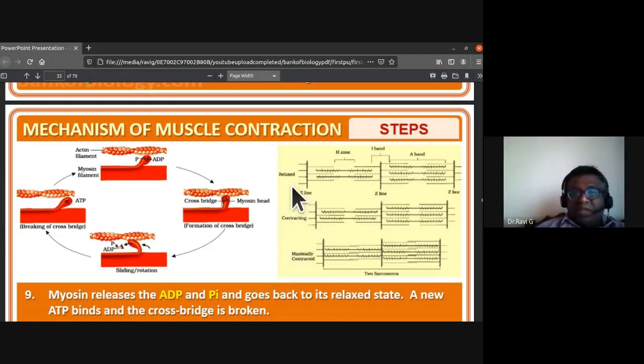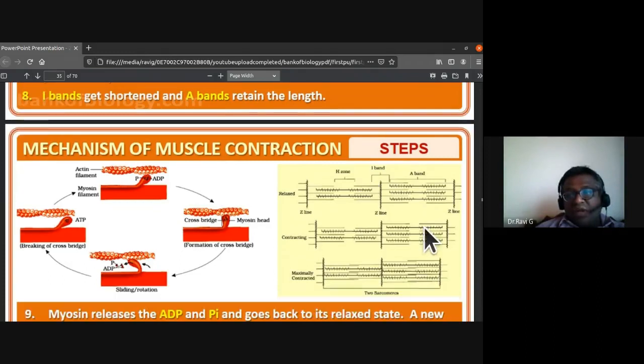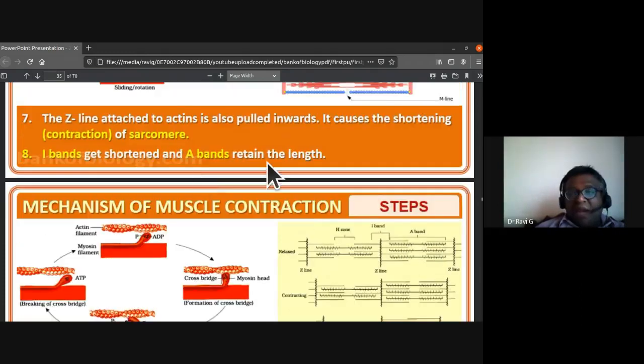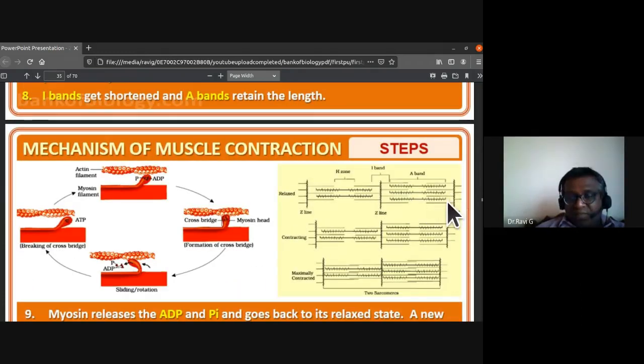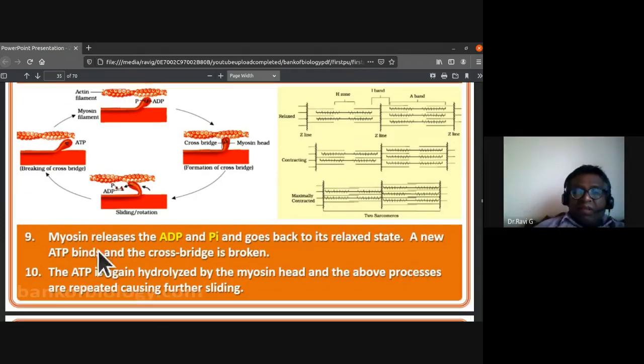Okay, so this is the relaxed state where you can see the H zone, I band, and A band. In the contracting zone, you find that in the anisotropic bands there is no change, but the I band is going to get shortened and the A bands retain the length. Okay, so this is the maximally contracted state. After that, they get back to their original position.